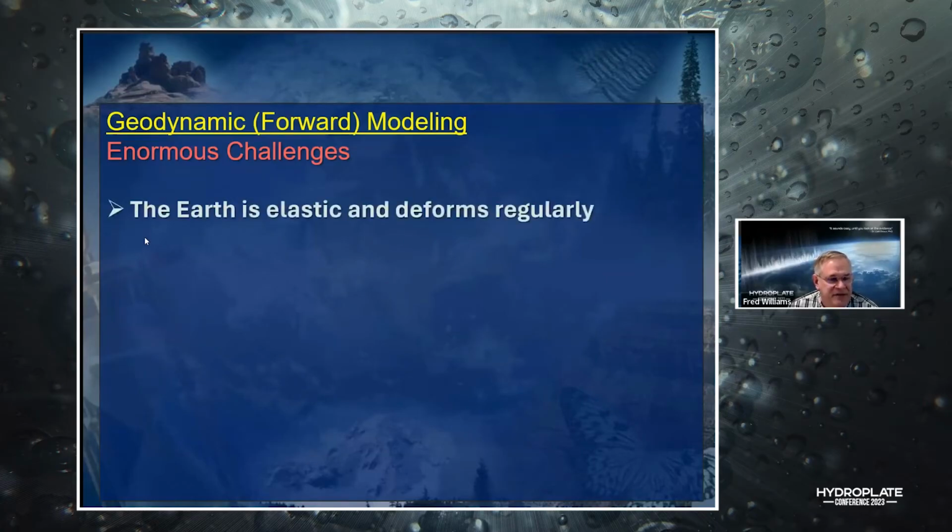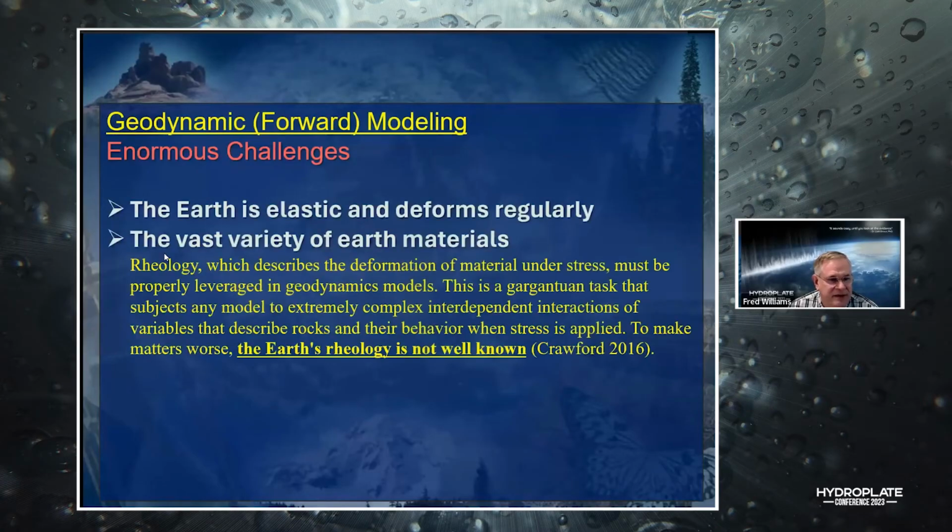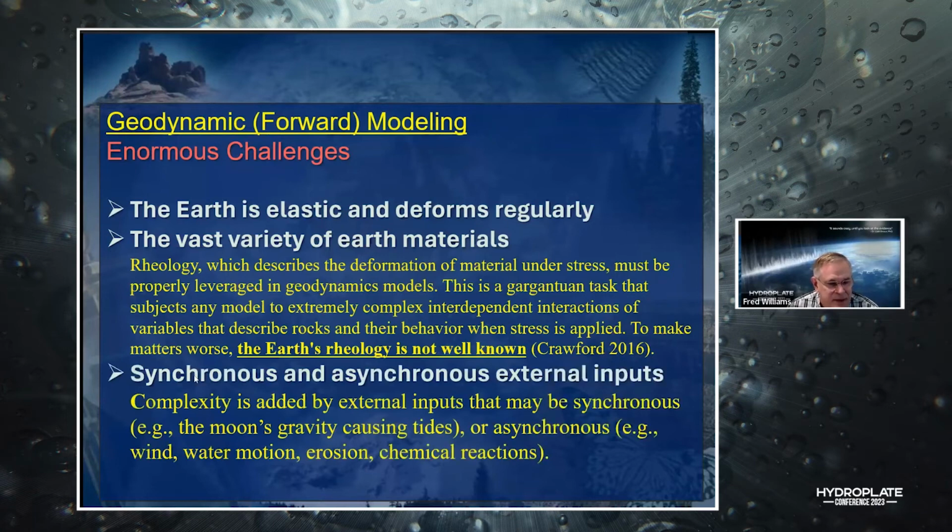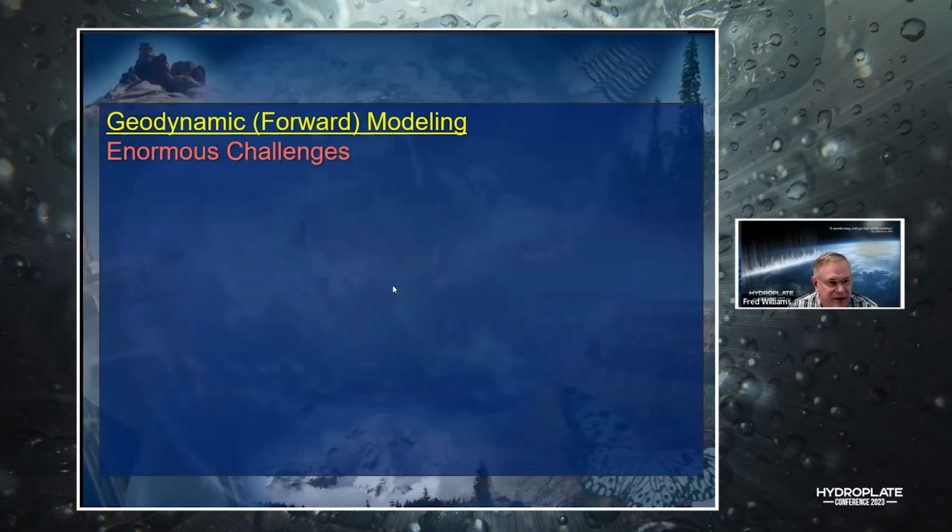And if you just look at the fact that it's elastic and deforms regularly, there's a vast variety of Earth materials. These materials and their rheology are not well known. This comes from a secular source. This is one I added to my paper: synchronous and asynchronous external inputs that you have to consider in a model. Complexity is added by external inputs that may be synchronous, in other words, things like the moon's gravity causing tides, or many asynchronous inputs, for example, wind, water motion, erosion, chemical reactions, things that can happen at random.